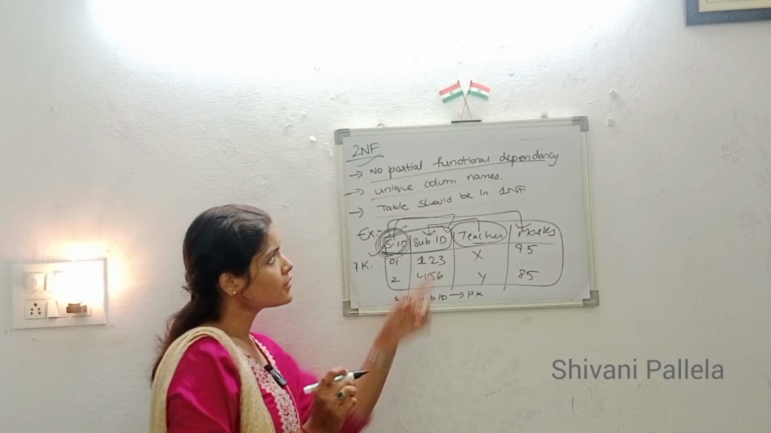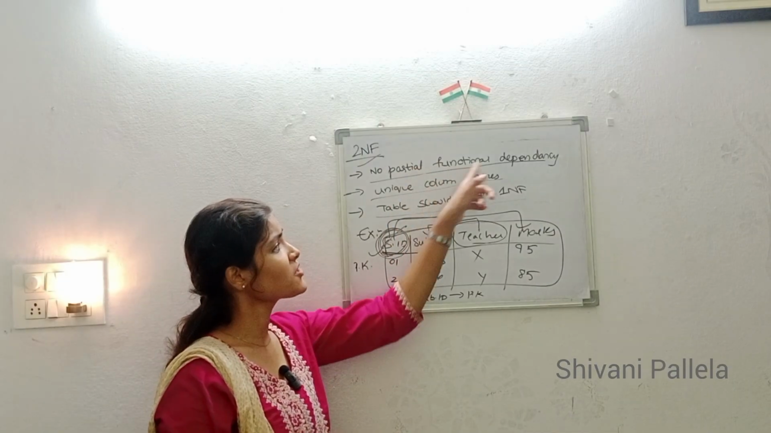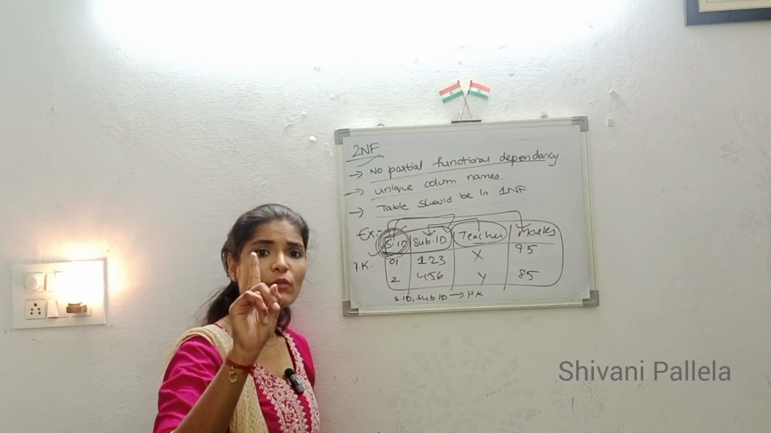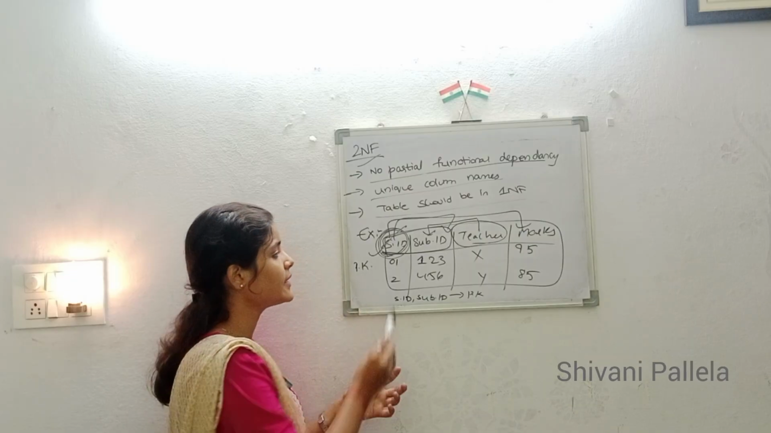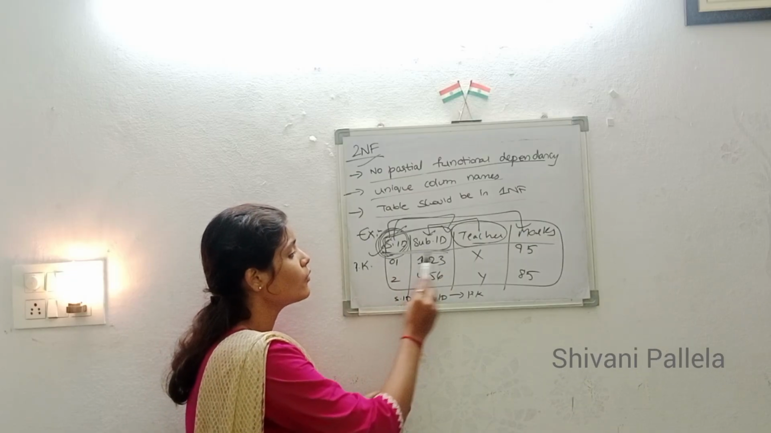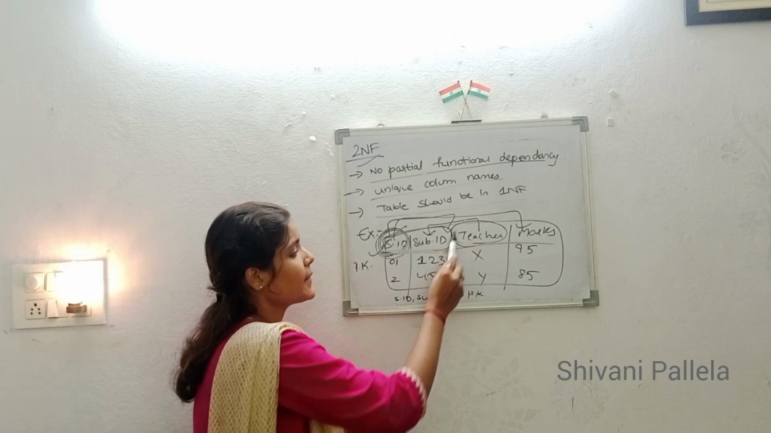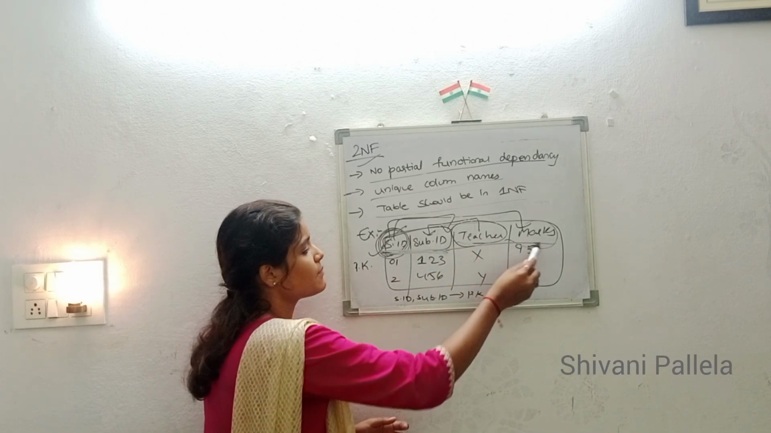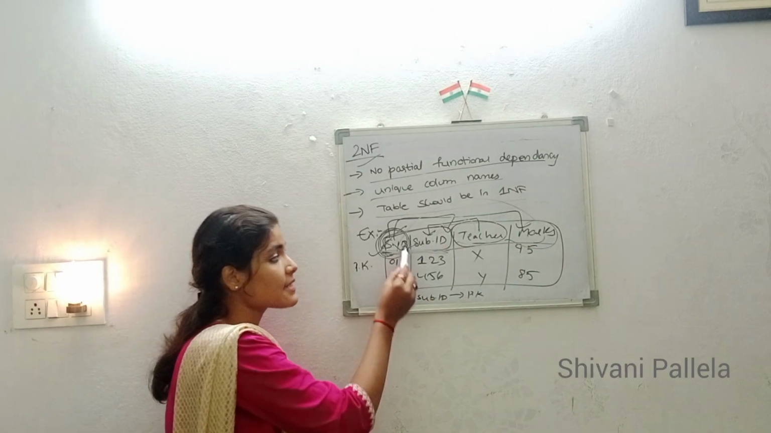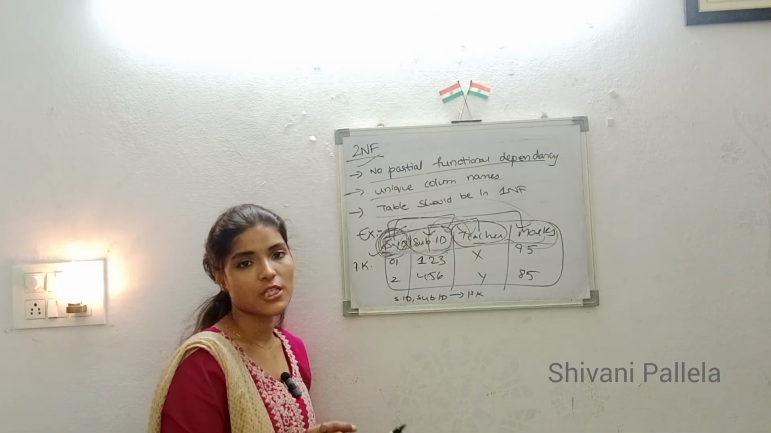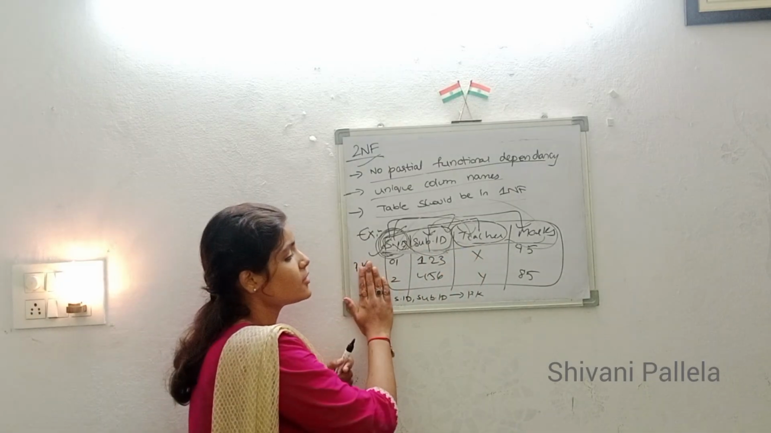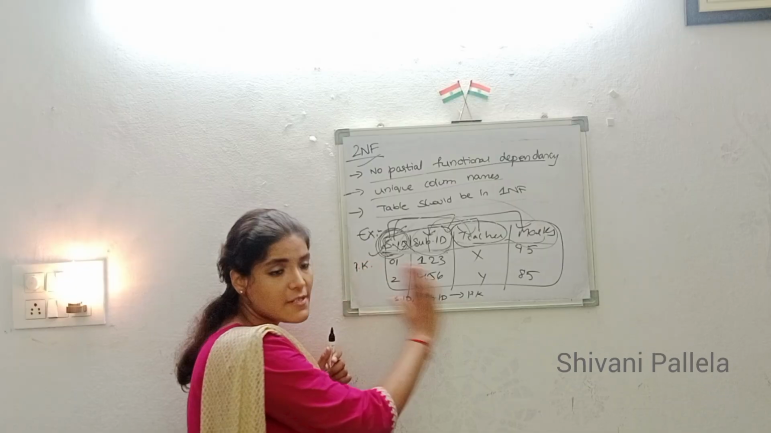Hence there should be no partial functional dependency, meaning there should be only a single key, right? But here we are having both the keys. Teacher is depending on the subject, marks is depending on the student ID, subject is depending on the teacher. Hence, it is a partial functional dependency. The table should not be in this form.